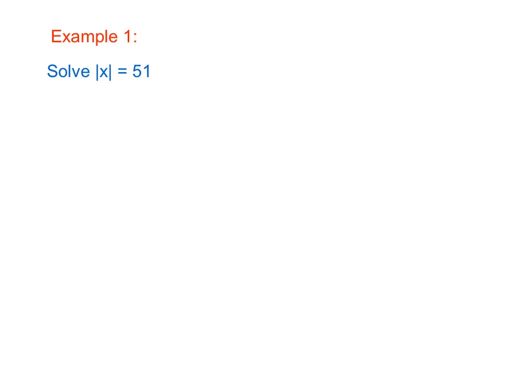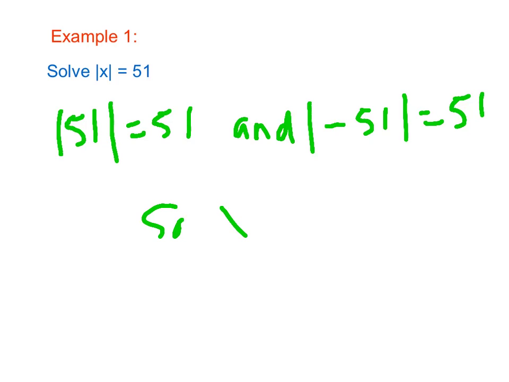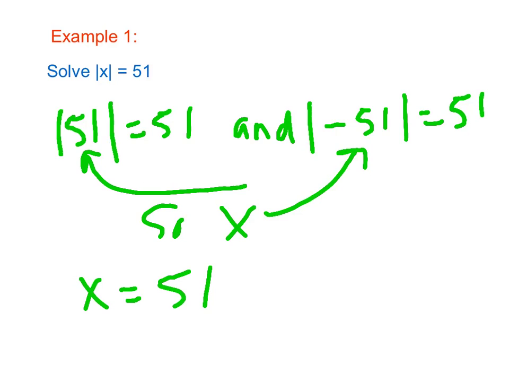So if you take the absolute value of 51, that equals 51. And if you also take the absolute value of negative 51, that also equals 51. So x could be this value, and it could also be that value. So x equals 51, and x equals negative 51.